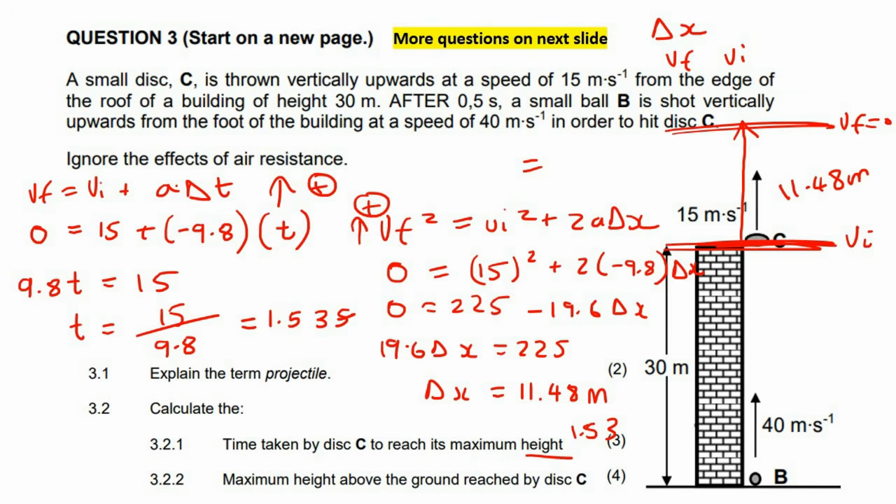But they said, what is the maximum height above the ground? Just add the 30 meters then. So we can just say that the final answer would be 11.48 plus 30, and that would be 41.48 meters.